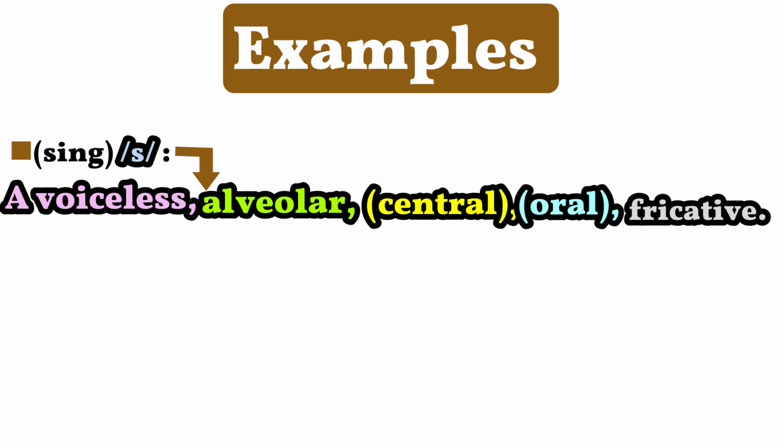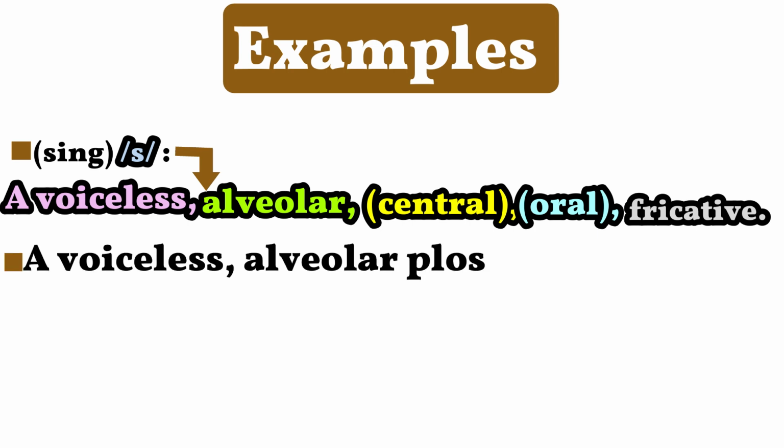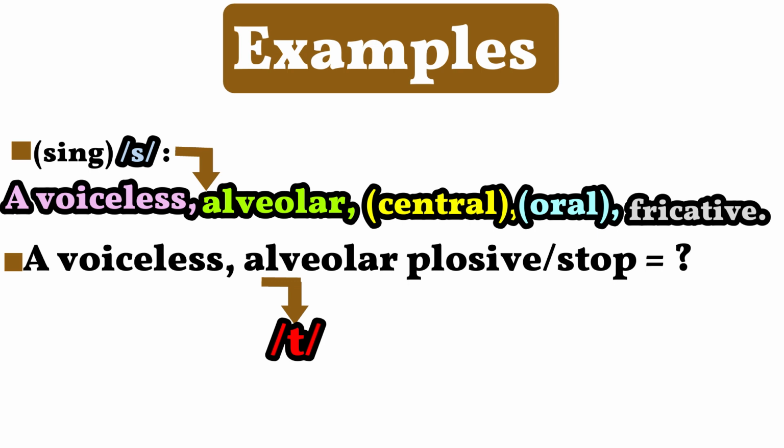Now if I ask you a question, what is that sound that is voiceless, alveolar, plosive stop? Think about it. Ah yes, t. Look at t. Produce it. It is voiceless, of course. It is an alveolar because the tip of the tongue touches the alveolar ridge. It is a plosive because we have that explosion. And at the end we have also a stop.